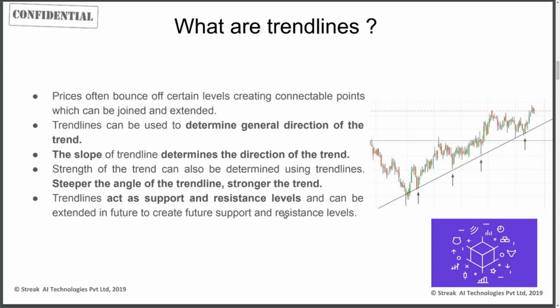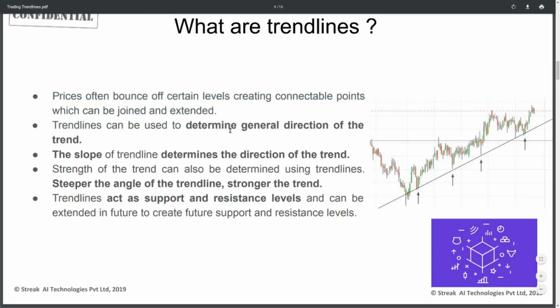So what are trend lines? If you can see the picture here on the right side, you will see that there is a line which is touching the lows while the price is going up. This is called a trend line. Now an upward trend line is always drawn by connecting the lows, the new highs that the lows are forming. Okay, so let's understand it in a bit more depth. Prices often bounce off certain levels, creating connectable points which are then joined and extended. That's how you draw this trend line.